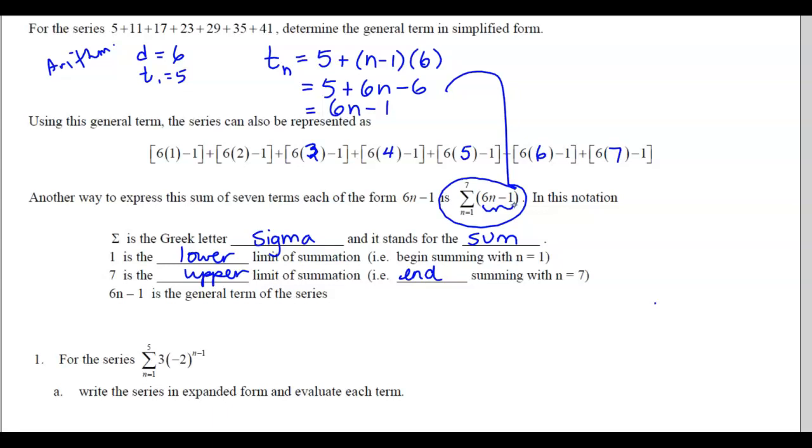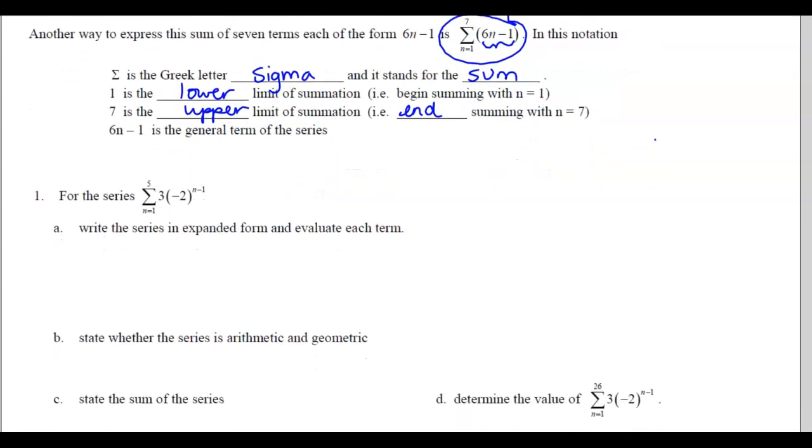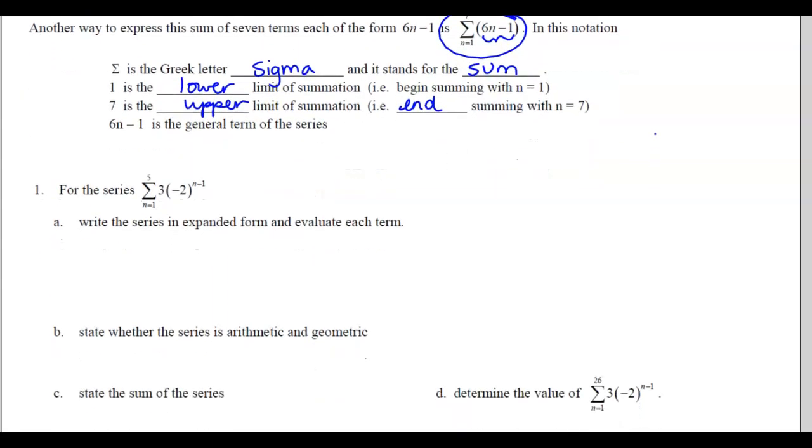And ends at the last term, n equals 7. We can tell right away it's geometric because the n is in the exponent. It says write the series in expanded form and evaluate each term. So you would start with n equals 1. I'm just going to show each step and then I'll evaluate. Then 3 times negative 2 to the 2 minus 1.